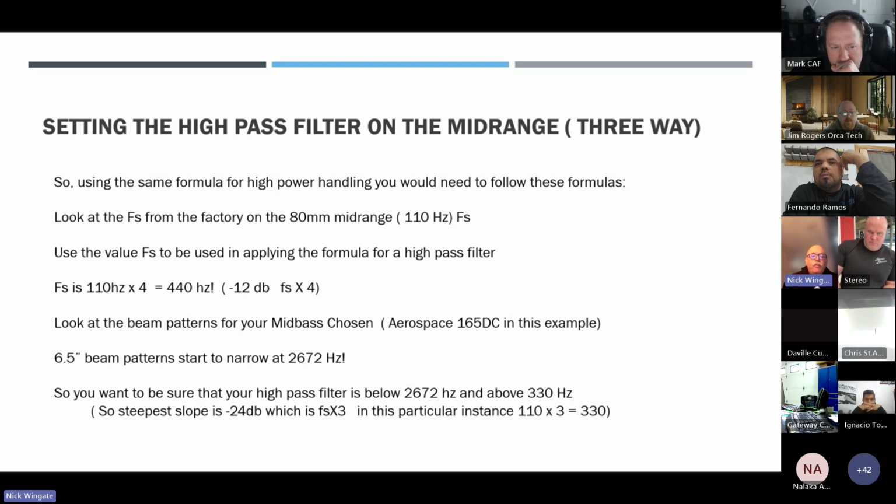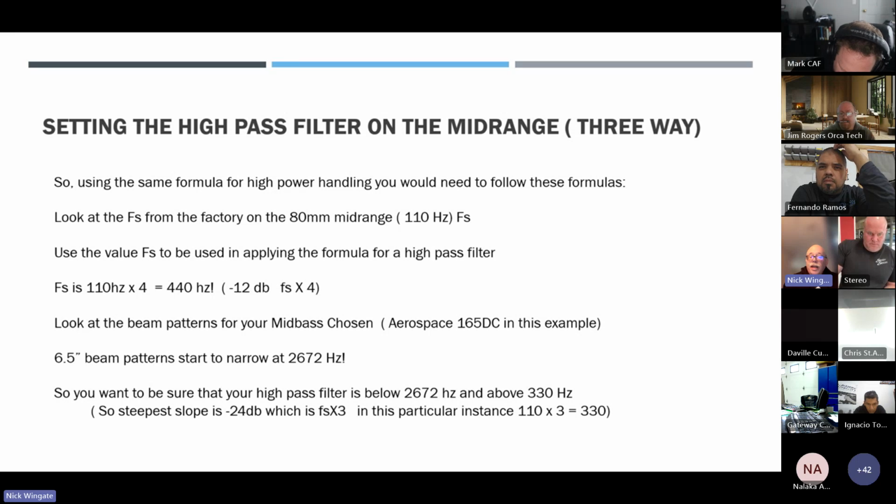So if the Fs of that driver is 110 hertz, and I want to use a 12 dB per octave slope, we're going to multiply it times 4, and that gives me 440 hertz. So from 440 hertz and up, I can use it if I want as a 12 dB per octave slope. Now, if I wanted to go to a 24, then I can use 330 hertz.